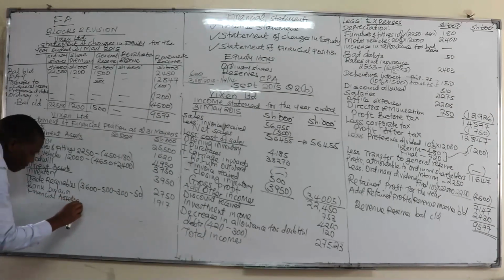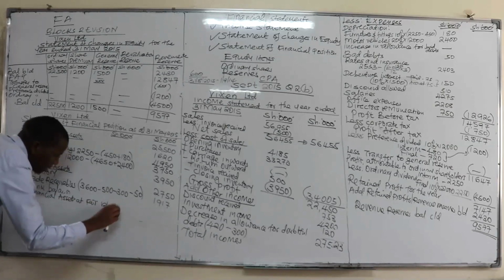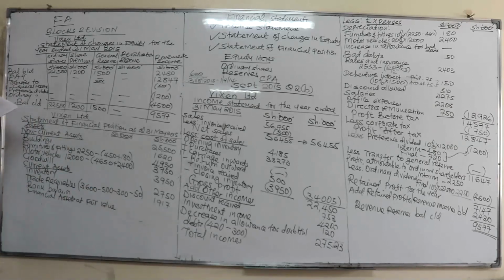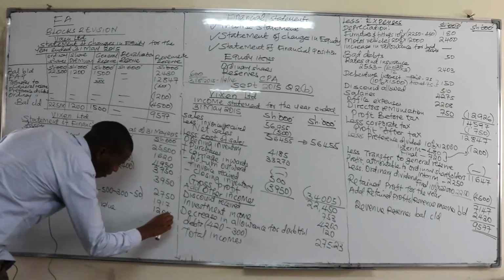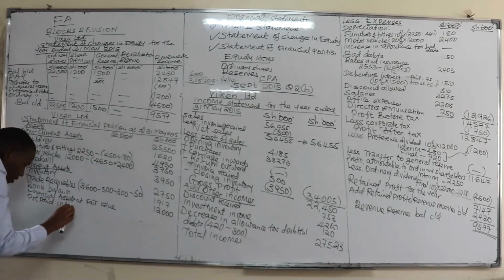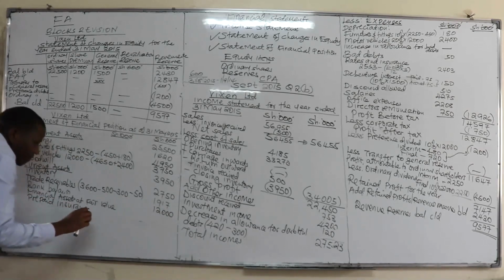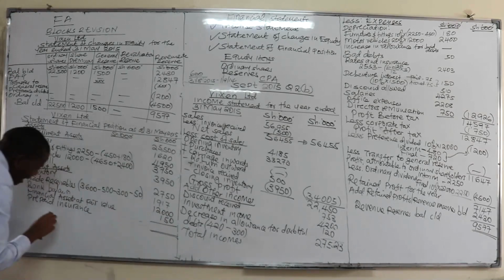And that is at fair value. We also treat them as current assets. Financial assets, which in this case is 12,000. We also have now the prepaid insurance of 150. So in that case, you can get the total assets.